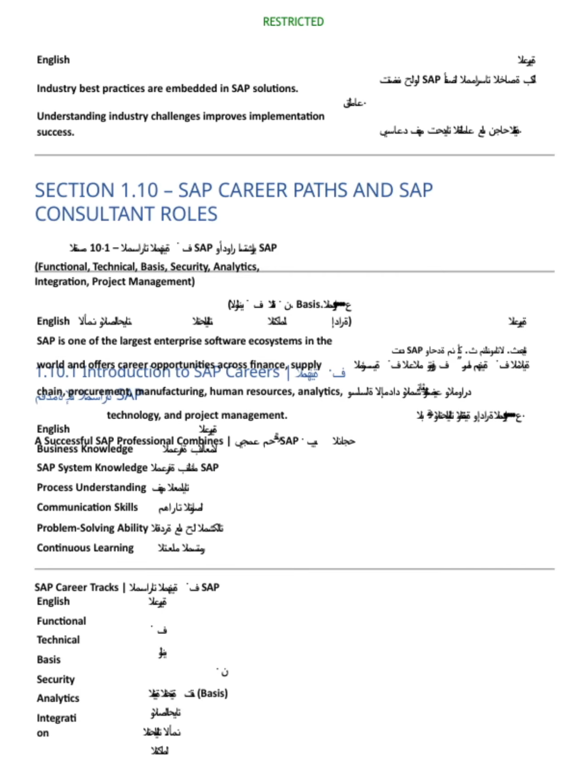Let's take a closer look at SAP career paths and the skills that make a successful professional in this field. SAP offers diverse roles: functional, technical, basis, security, analytics, and integration. Each requires a mix of business knowledge, SAP system expertise, and strong communication. Problem-solving and continuous learning are essential too. Understanding industry challenges helps us implement solutions that really work. This combination of skills and knowledge opens doors across finance, supply chain, manufacturing, and more. It's a dynamic ecosystem with plenty of opportunities.